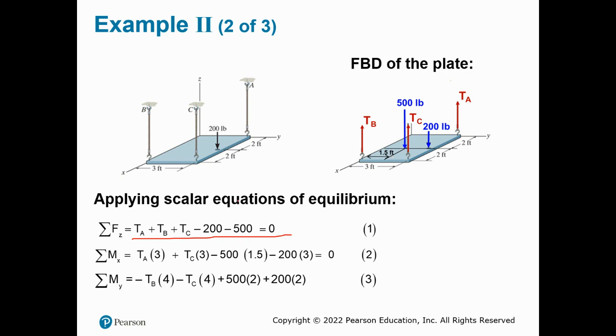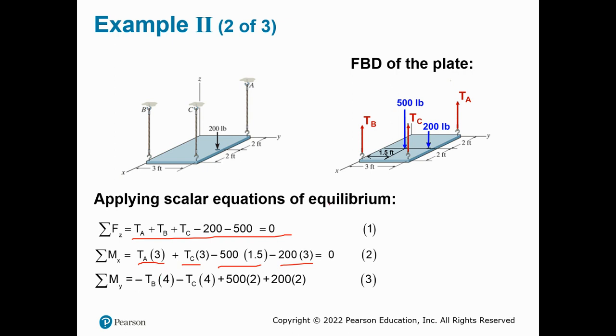Next, we're going to do the sum of moments about the x-axis. TB goes through the x-axis. TB is on the x-axis. So that means everything else is generating moment but TB. You have TA generating moment, TC, and then the 500 and the 200. Be careful with the directions. Some of them are clockwise, some of them counterclockwise, and be careful with the moment arm as well.